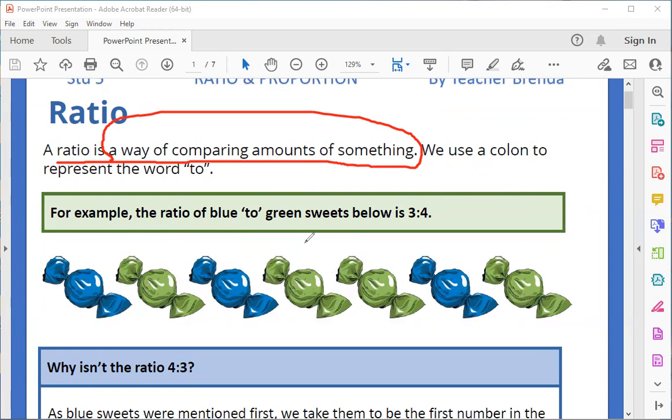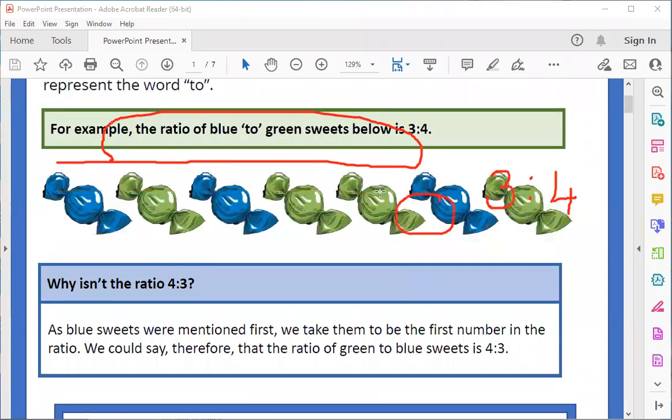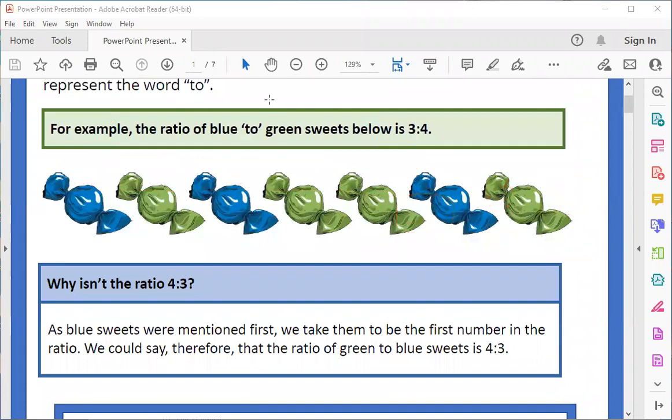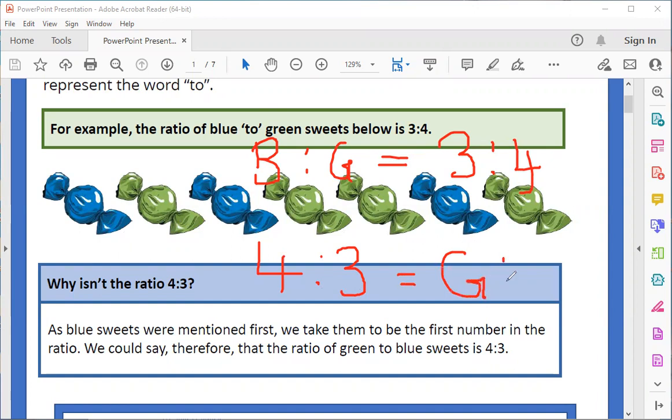What is the ratio of blue to green? Yes, blue to green is 3 to 4. I repeat, 3 to 4. Now, why isn't the ratio 4 to 3? Why can't we write it as 4 to 3? So blue to green is the same as 3 to 4. Now, what is 4 to 3? 4 to 3 means there are 4 greens. That means the green comes first, then only followed by the blue.